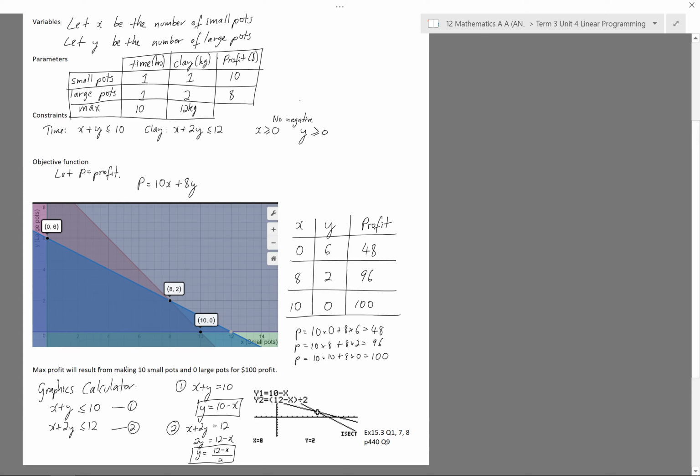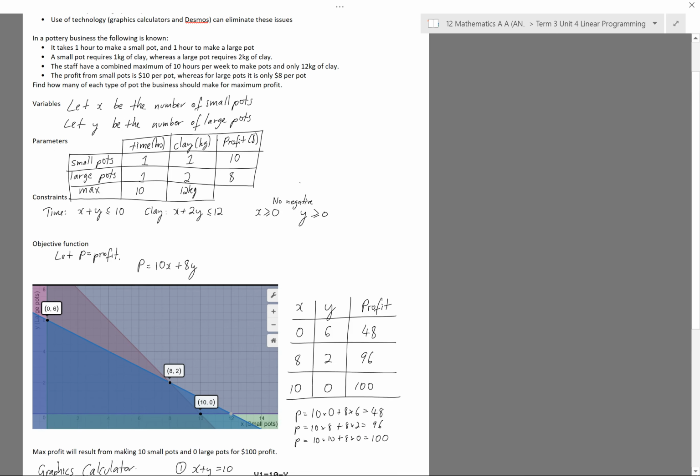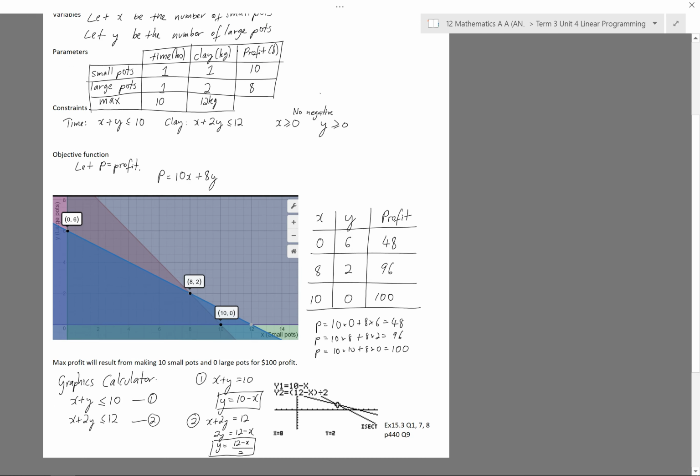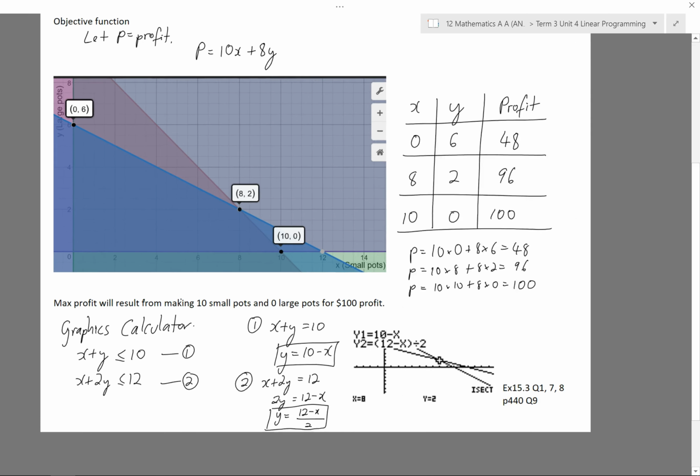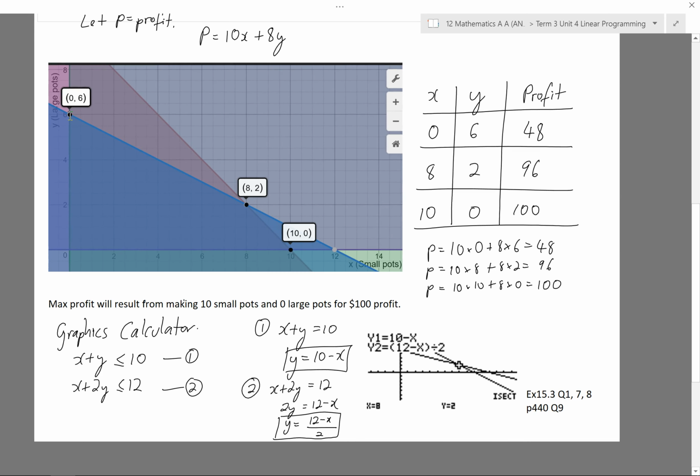Okay, so to summarize this lesson, all this setup is exactly the same, just that when you go to graph, instead of using a piece of graph paper, you'll either use Desmos Online or your graphing calculator. All right, good luck.